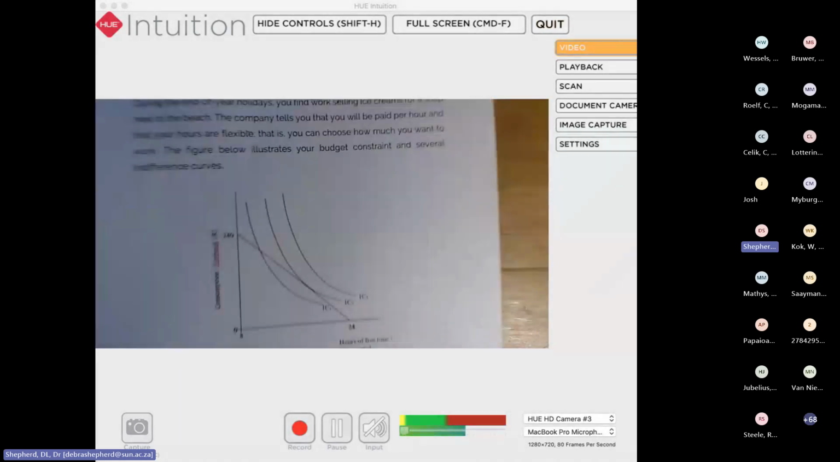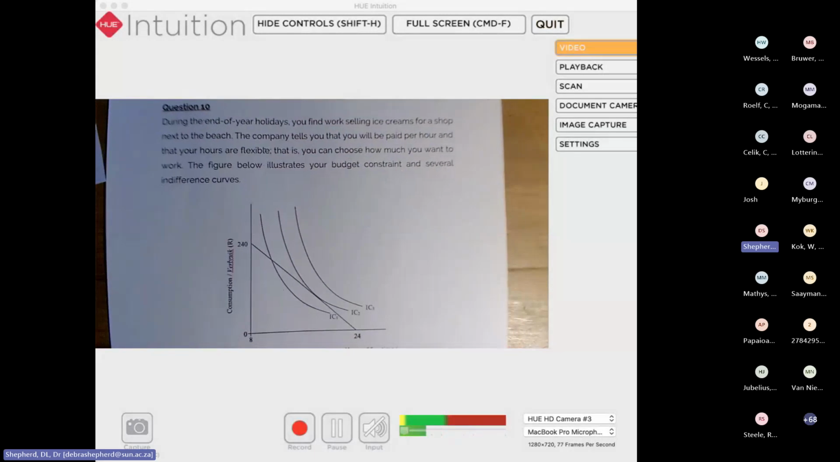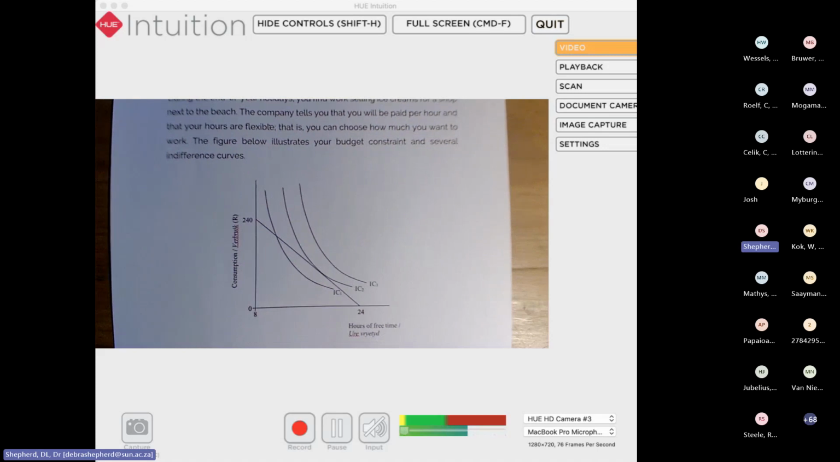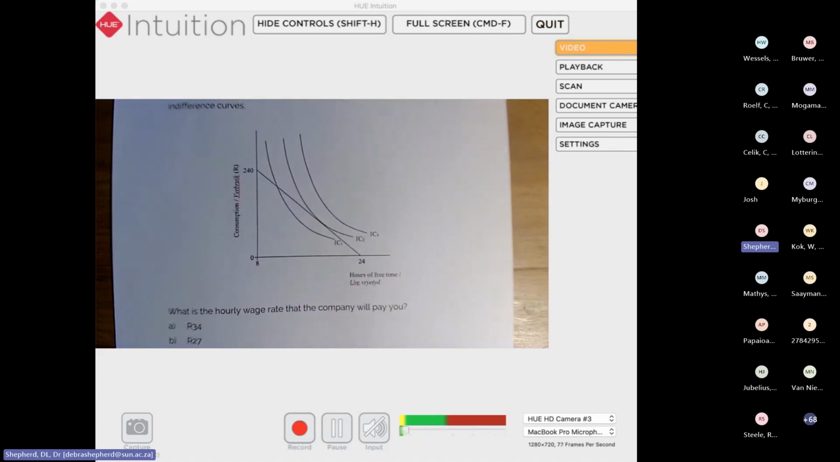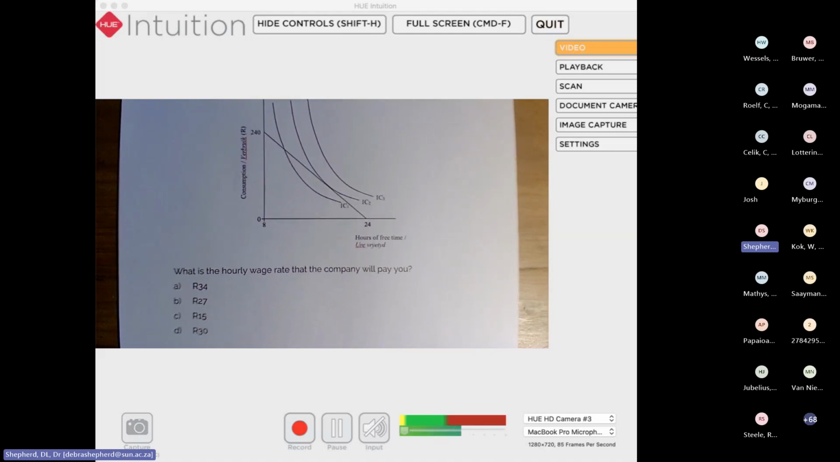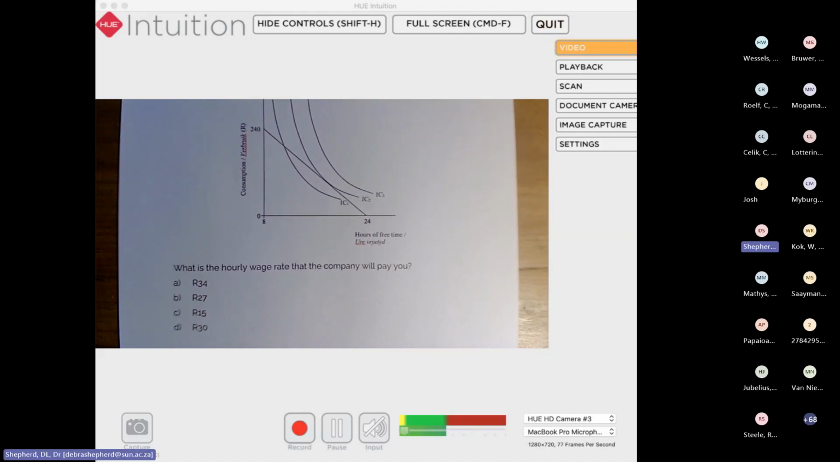So we have this question, question 10, that says, during the end of year holidays, you find work selling ice creams for a shop next to the beach. The company tells you that you'll be paid per hour and your hours are flexible. So you can choose how much you want to work. So here we have the budget constraints and some indifference curves. Now, looking at this picture here, what would the hourly wage rate be that this company is paying you?